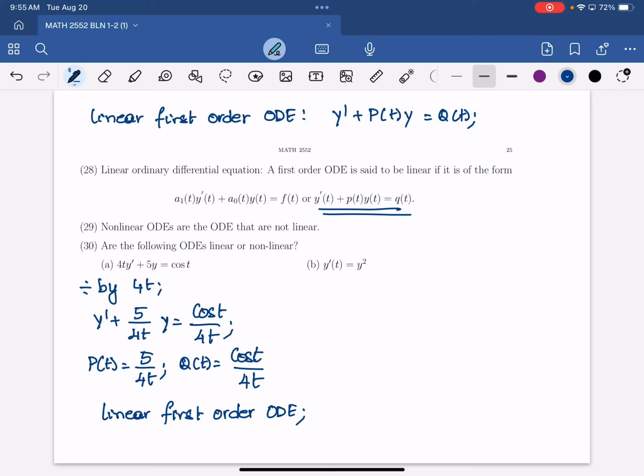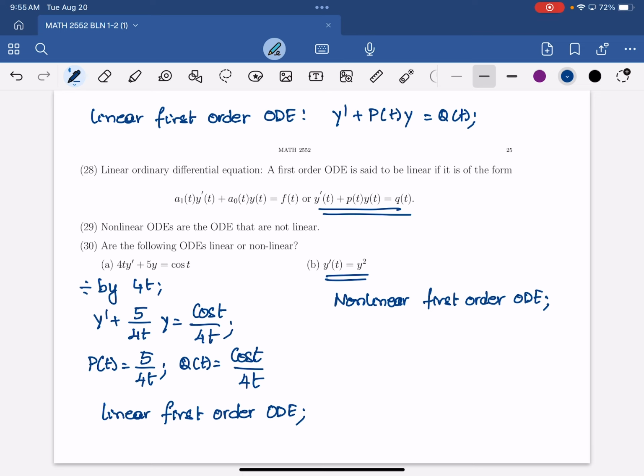Now what about this? Y prime equals y squared. You can try to write it in that form, but by just looking at it, the exponent of y is 2. The exponent of y is not 1, so I cannot really write it in that form. So this is a non-linear first order ODE. Do you agree with me on that?